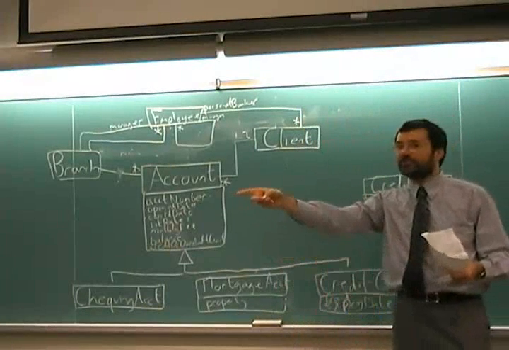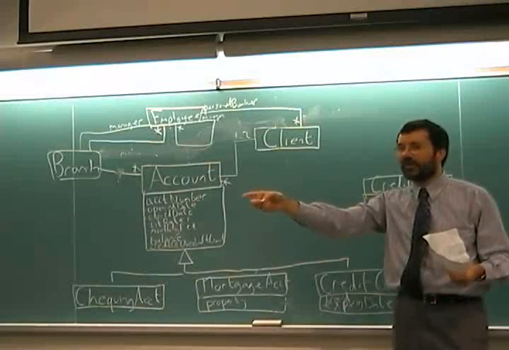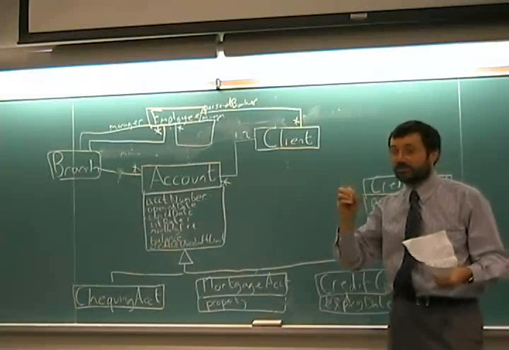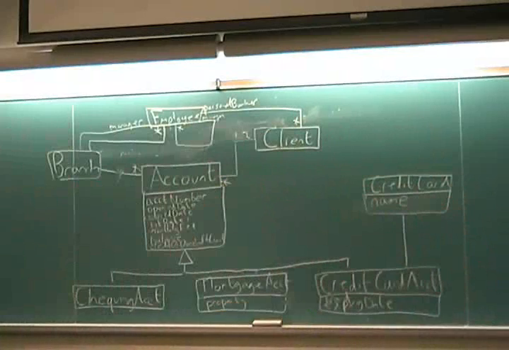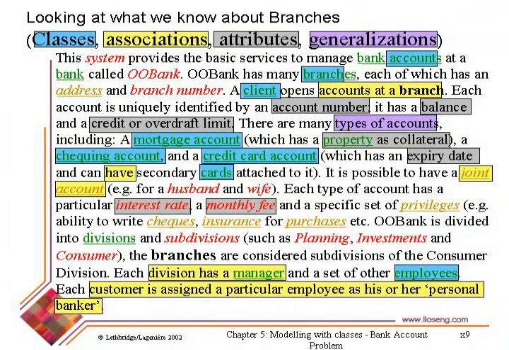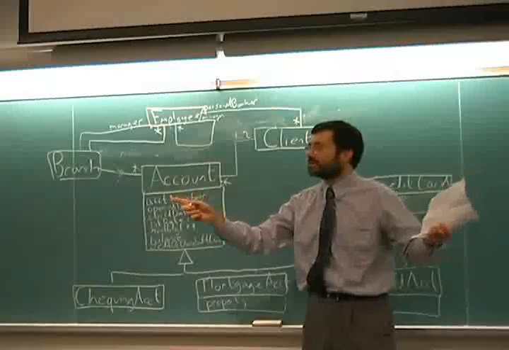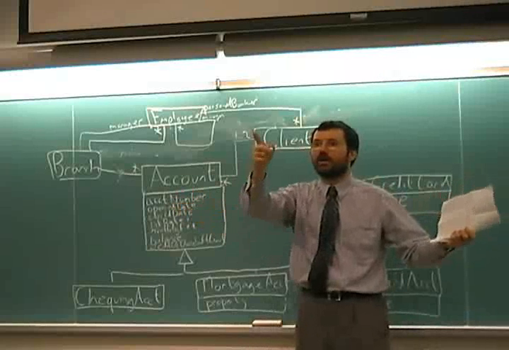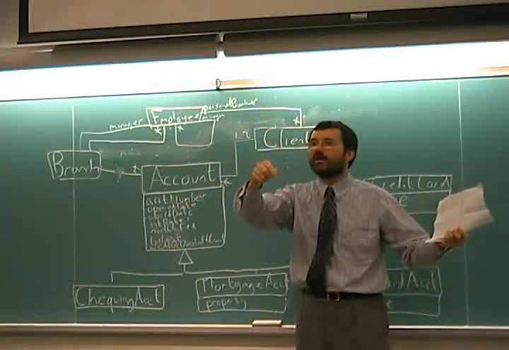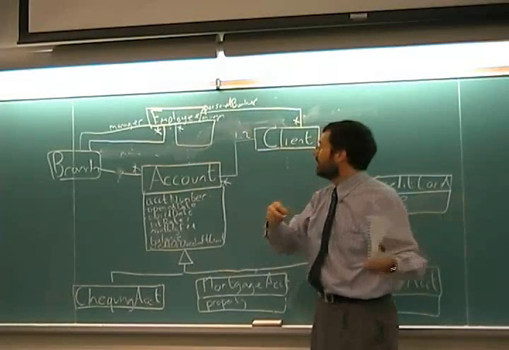Does it say that in the problem statement? Branch has many divisions? It doesn't say that. It says a bank has many divisions. If we go back and look at the problem statement, it says, a bank is divided into divisions and subdivisions such as planning, investments, and consumer. And the branches are considered subdivisions of the consumer division. So a branch is considered a subdivision. A branch is a kind of division. So any suggestions on how I'm going to model this? Yeah, in the back. Division has many branches, possibly.